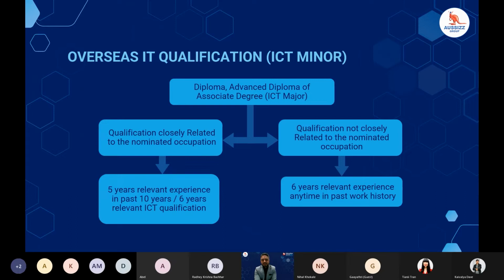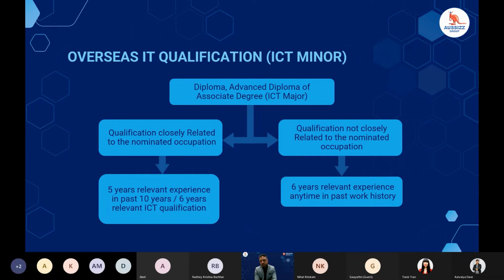If your qualification is ICT major, for diploma or advanced diploma or associate degree, so it's not a degree level qualification but your occupation is a degree level occupation. For example, a person wanting to apply for a skills assessment as a software engineer: the skills assessment authority requires you to have at least a bachelor degree generally, and the ANZSCO code also requires a bachelor degree. But there is an option that you can apply for a skills assessment even though you have only a diploma. If your diploma is highly relevant to the nominated occupation, you need 5 years of work experience in the last 10 years, or 6 years of experience anytime in the history.